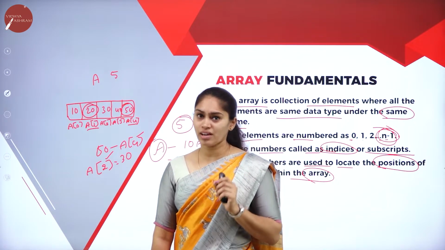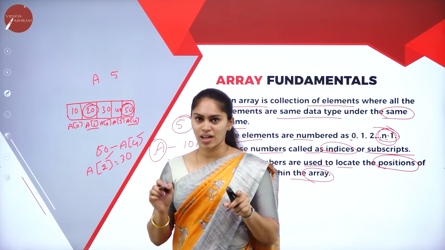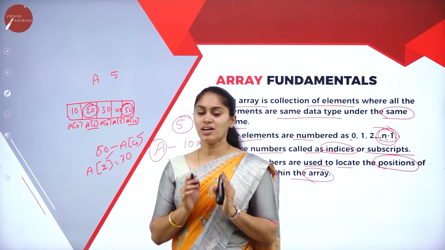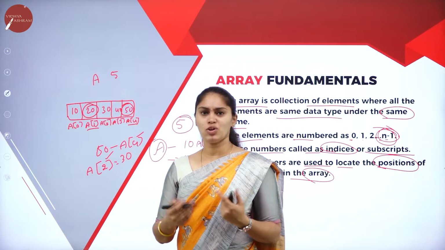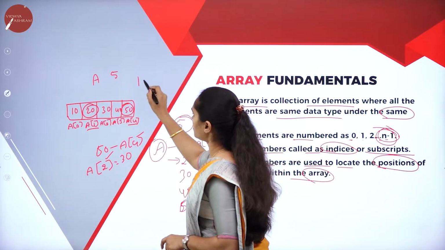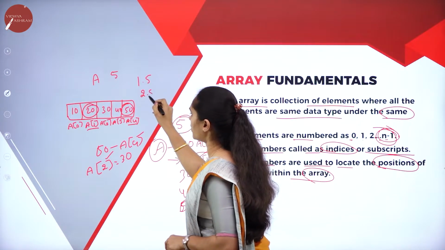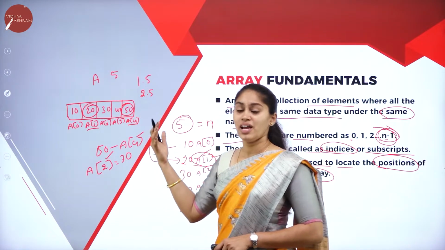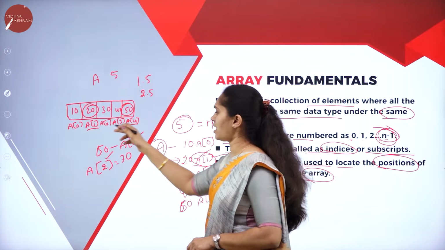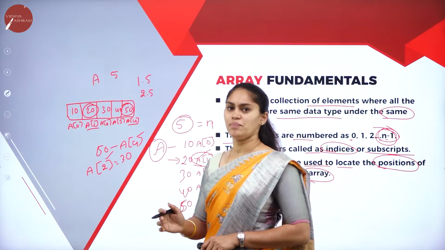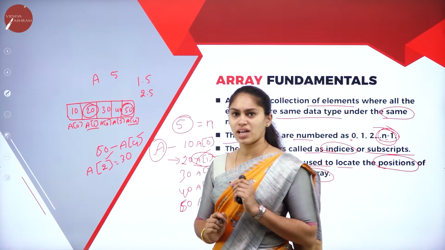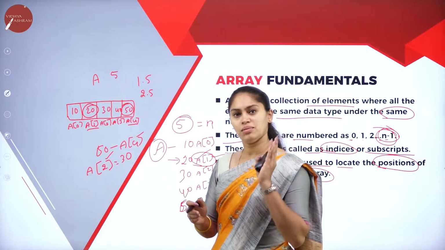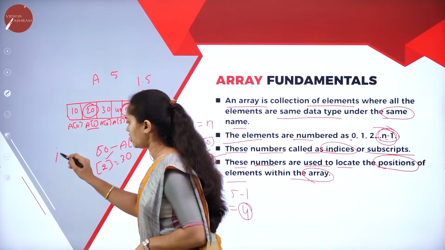And we have to give a number within the square brackets, and it must be a whole number. I cannot give the address as 1.5 or 2.5, something like that. I cannot give any floating point values to these addresses. It must be a whole number. If it is a whole number, then which data type am I supposed to take for indices or a subscript? It is always integer, or int.